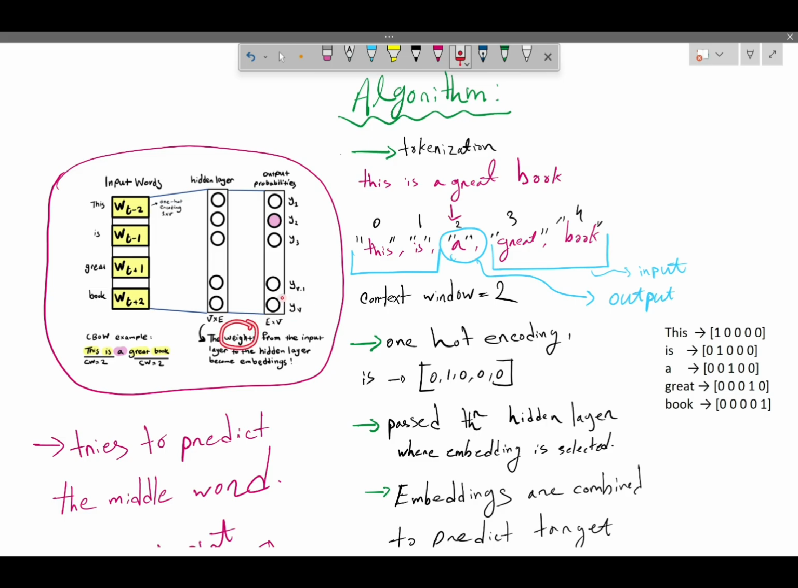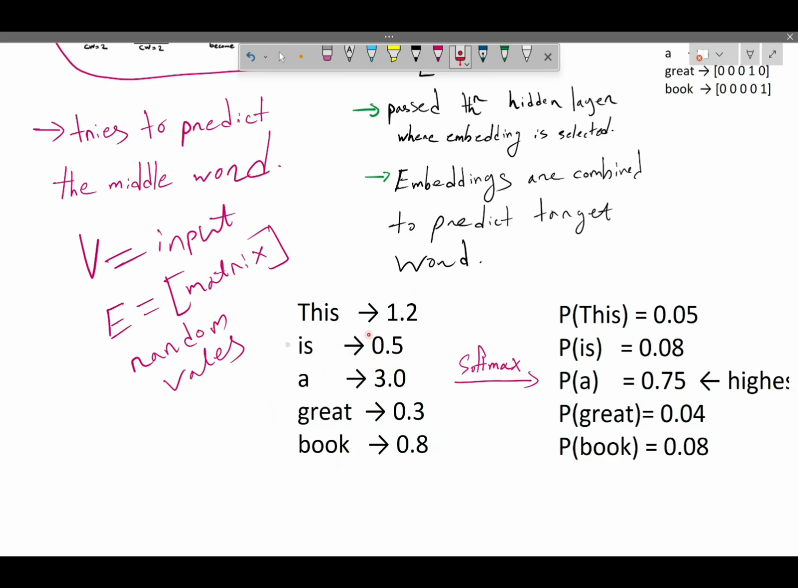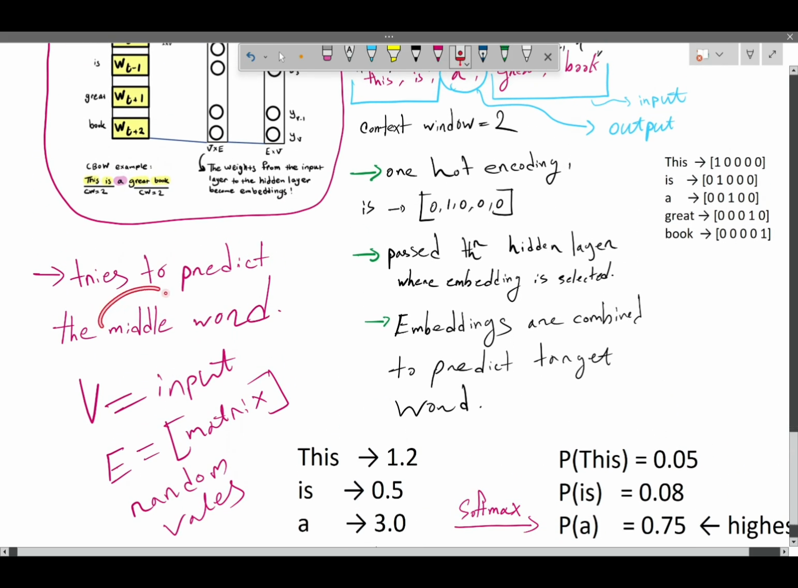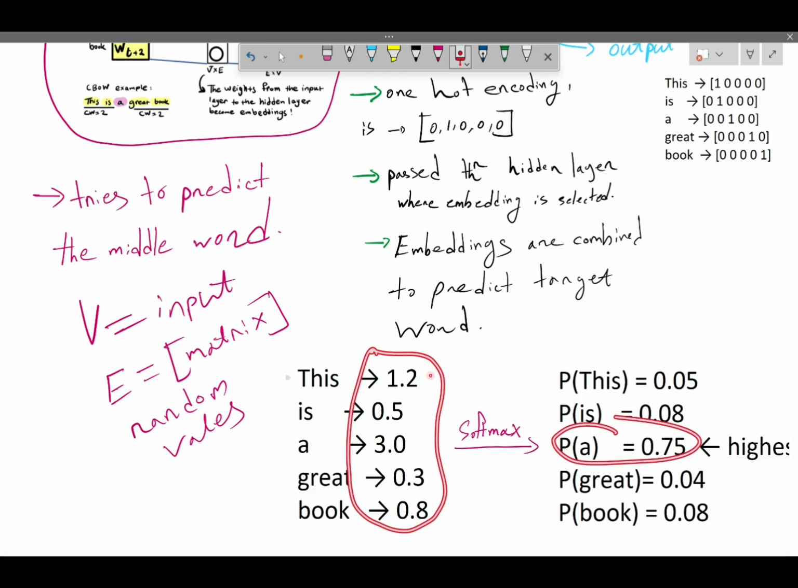After several iterations, we get something like this. This is a score that we provide to each of the tokens. Then it goes through the softmax function, which converts each of the weights to probabilities. Through these probabilities, the highest probability value is taken as the output. So our model is predicting a, which means our model is correctly predicting the middle word, and the weights for which the model has given us the correct output are taken as the embeddings.